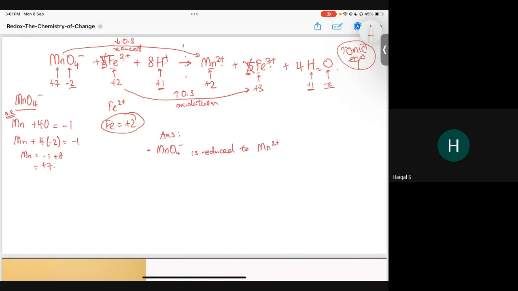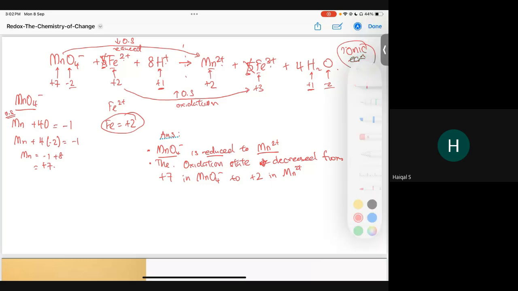That's the first statement. The second statement I'm going to write is the oxidation state decreased. Sorry, let's write in words. Decreased from +7 in MnO4- to +2 in Mn2+. So those are words to take note of. Sorry, now I realized I missed out one word. My bad. There's supposed to be a word here.